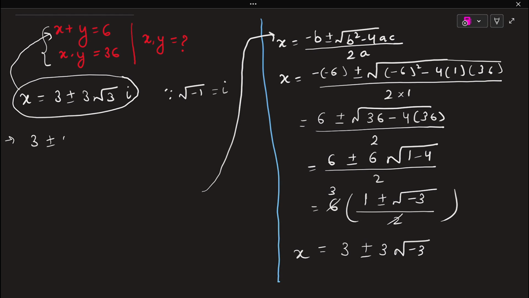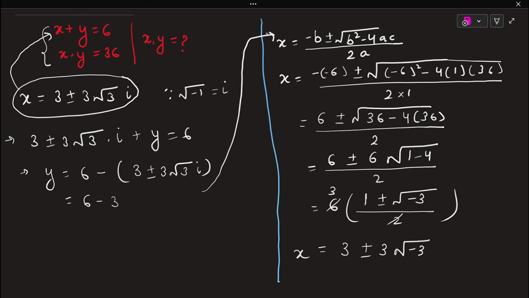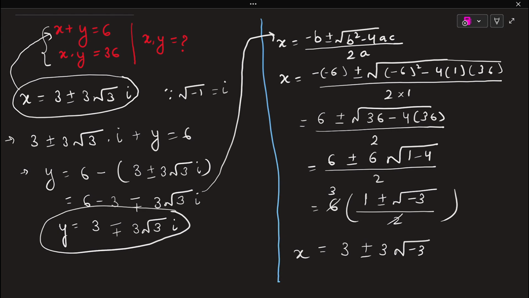So we can put the value of x into the first equation, and that will give the value of y. 3 plus minus 3 root 3 i plus y equals 6. So y equals 6 minus 3 plus minus 3 root 3 i. If we open this, 6 minus 3 minus plus 3 root 3 i, or 3 minus plus 3 root 3 i.